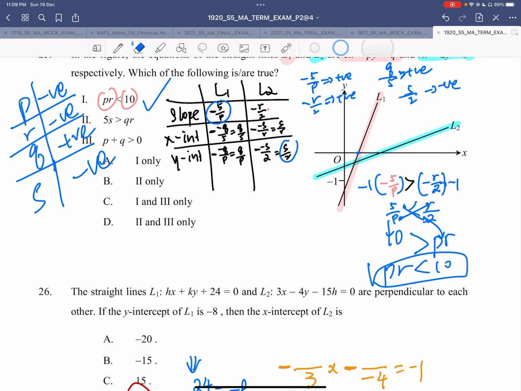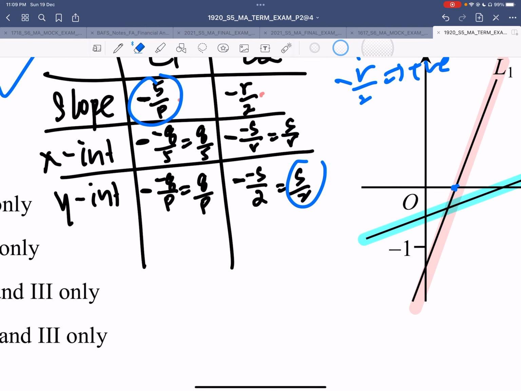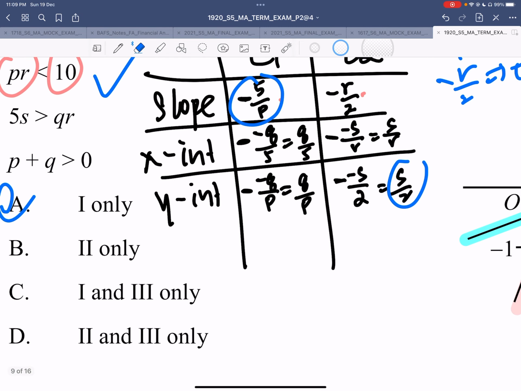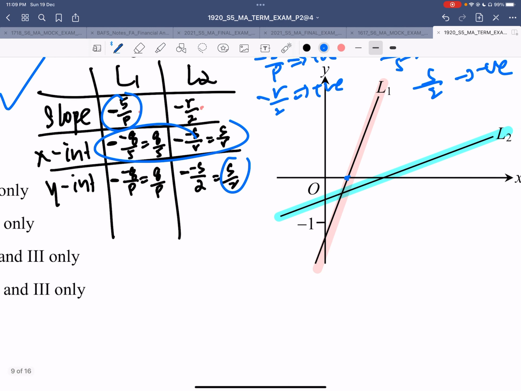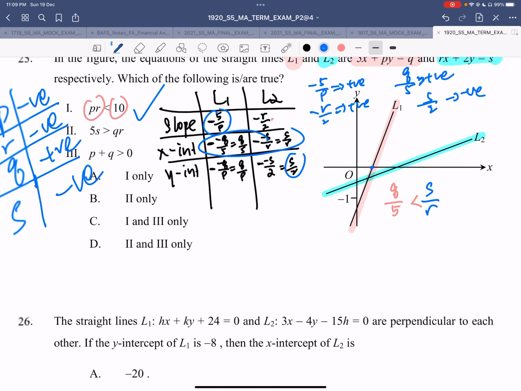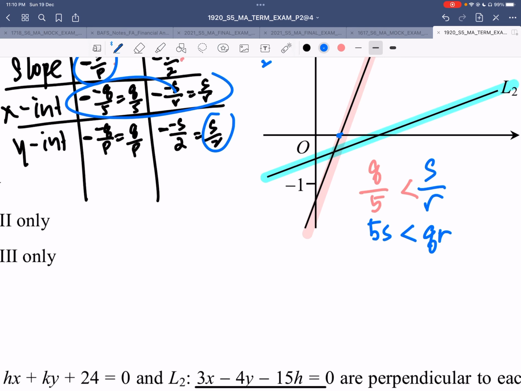And then let's see for 2. For 2, you see 5SQR, right? Where do you have 5SQR? Something like this. Should be somewhere in the x-intercept. Okay. So let's see the x-intercept comparison. So the x-intercept of L1, Q over 5, should be smaller than the x-intercept of L2, which is S over R. Okay. And then let's do the comparison, 5S and QR. 5S should be smaller than QR.